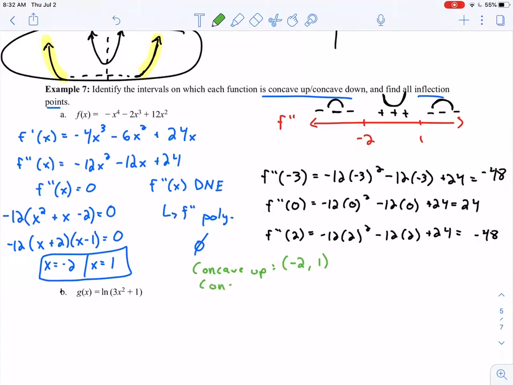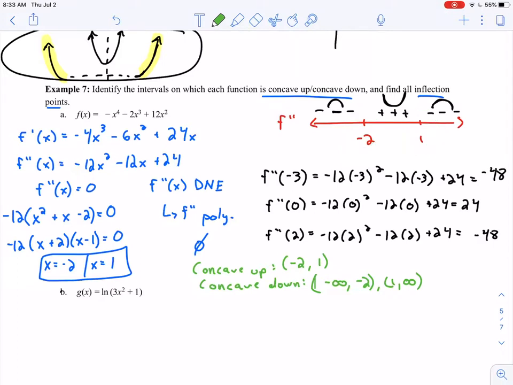It is concave down on negative infinity to negative 2 and 1 to positive infinity. So it is concave down negative infinity to negative 2 and 1 to positive infinity. The other thing I need then is my inflection points. Where is my second derivative changing sign? Well, it changes from negative to positive right here at negative 2, and then it changes from positive back to negative here at 1.